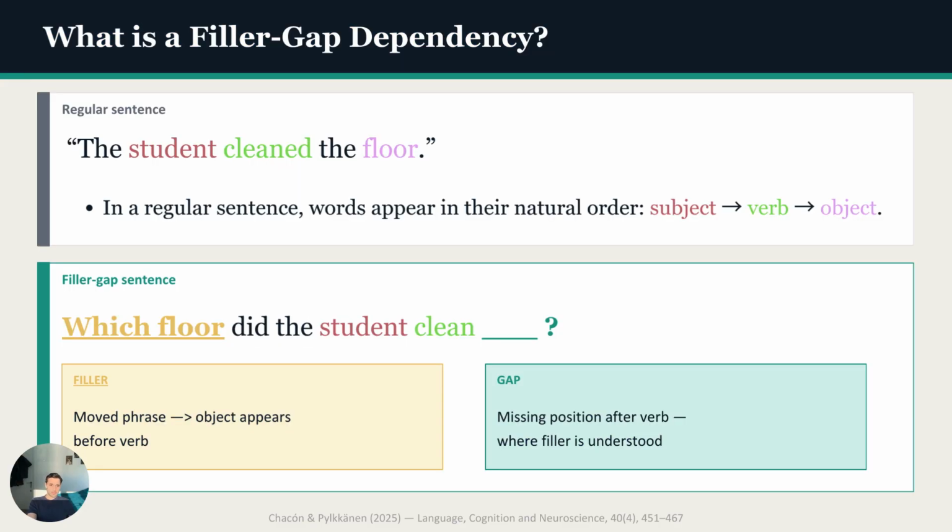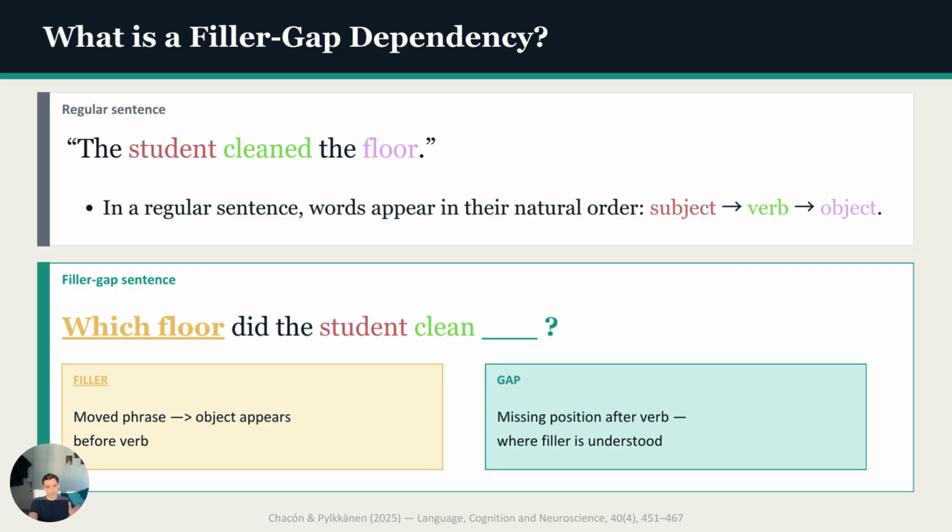Now, what is a filler gap dependency? In the English language, the regular sentence structure goes from subject to verb to object. For example, the student cleaned the floor. However, in a filler gap sentence, we say, which floor did the student clean? So the object, which floor, moved to the beginning of the sentence.